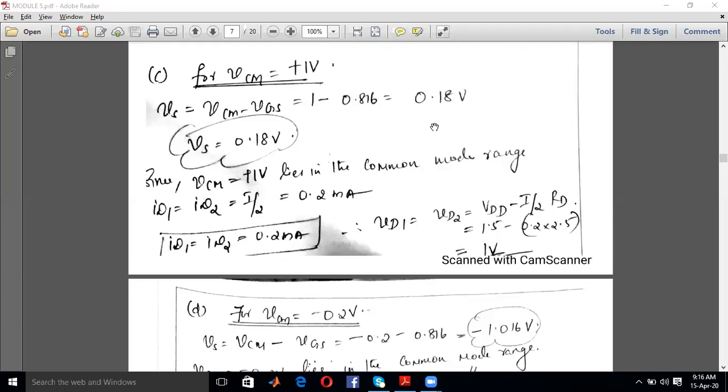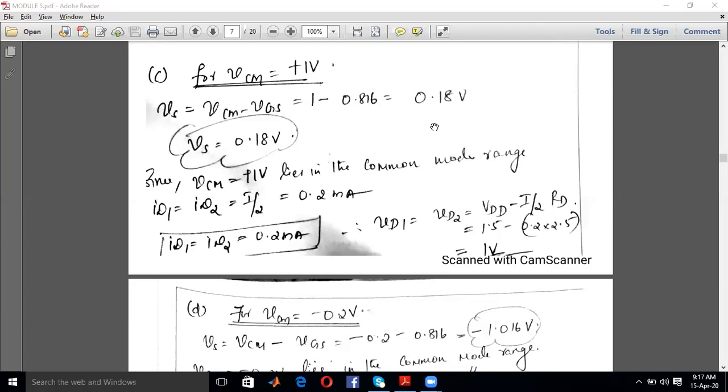So what is the conclusion? That is, even though you are going to change the input from 0 volt to plus 1 volt, you are not going to find any change in current in the drain of the two transistors, because your input is still varying in the common mode range. Even though you have changed your input from 0 to plus 1 volt, that input is still inside the particular limit, that is the common mode range, so you can say that the total current I is splitting equally among the two transistors.